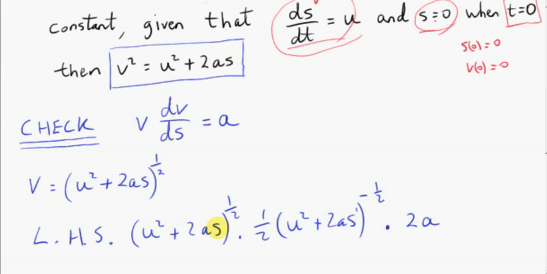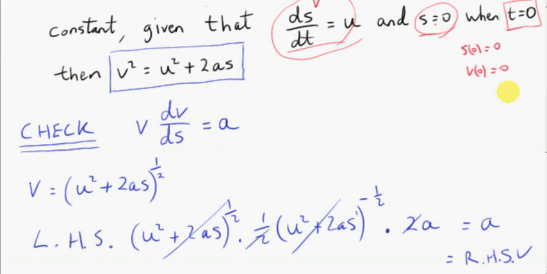Now notice what happens to the terms in the brackets. They give 1. Okay, so if you just add the powers, you get u squared plus 2as to the power of 0, which is 1. And we're left with a half times 2a. Well, that's just a. So that's equal to the right hand side. So that's our check.